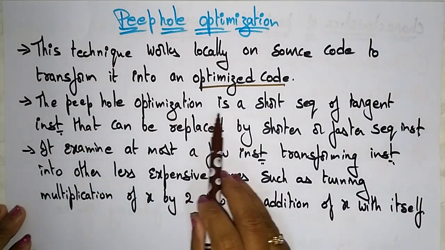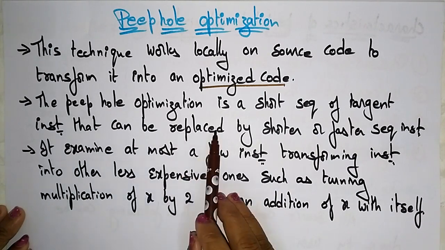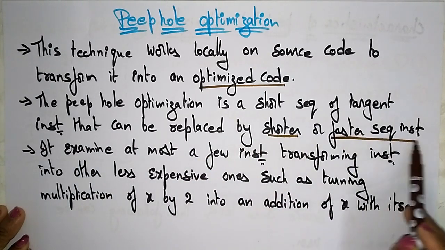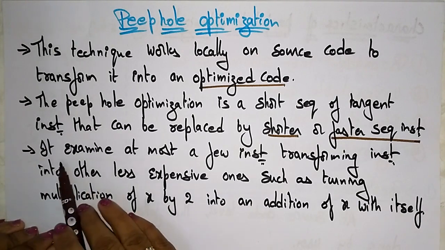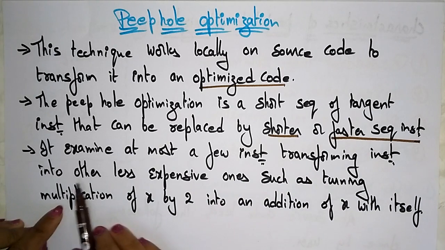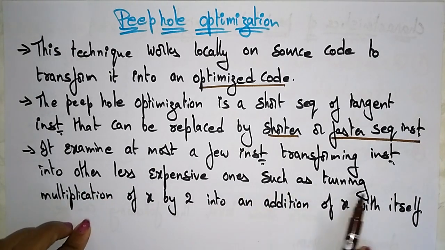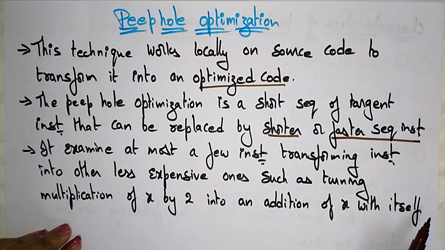Peephole optimization is a short sequence of target instructions that can be replaced by a shorter or faster sequence of instructions. So it mainly concentrates on shorter and faster instruction sequences, which give the target instructions. It examines at most a few instructions, transforming them into other less expensive ones, such as turning multiplication of x by 2 into an addition of x with itself.